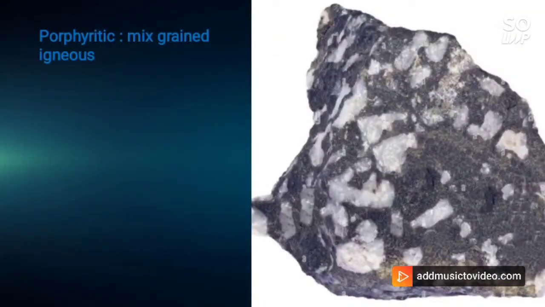Now porphyritic, that is mixed grain igneous rocks. This means you have coarse grains and fine grains also. They are found in a subsurface area. Now what is subsurface? Just 1 kilometer or 500 meters. Within that you may see these types of rocks, and you usually get mixed grain igneous rocks.